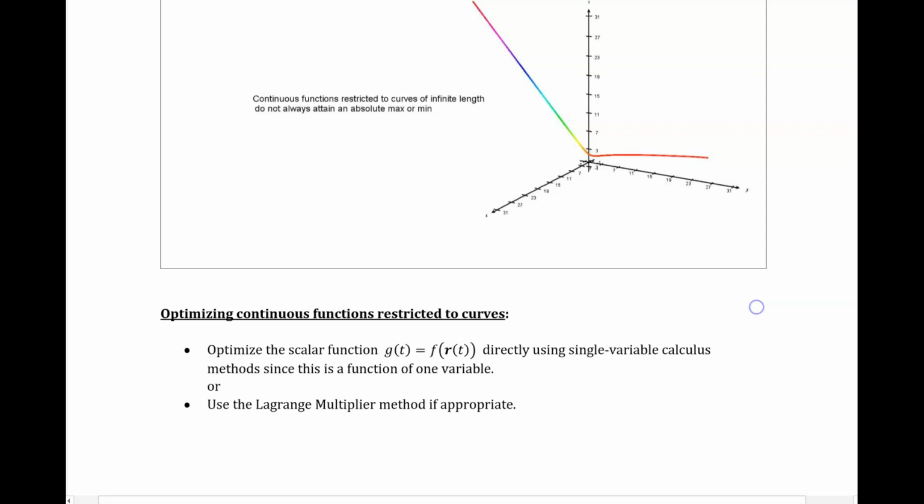How do we do optimization for a function restricted to curves? Well, we can optimize the scalar function using single variable calculus results. Or the other option, which we'll discuss in the next section, is possibly using the Lagrange multiplier method.